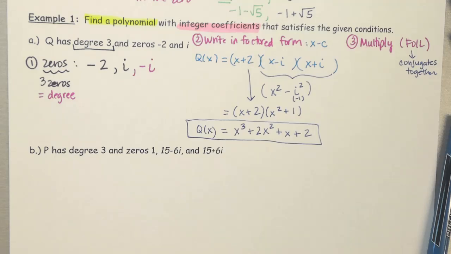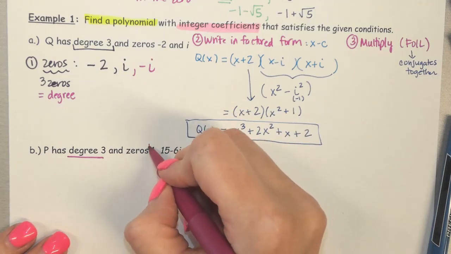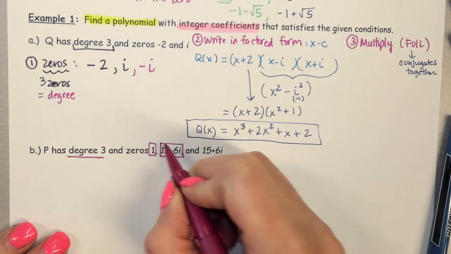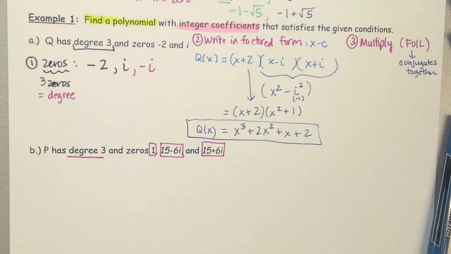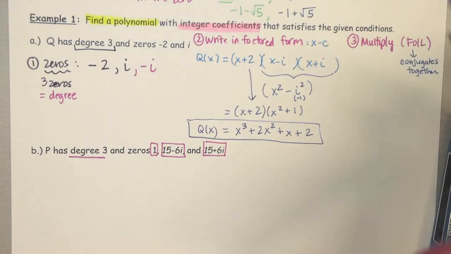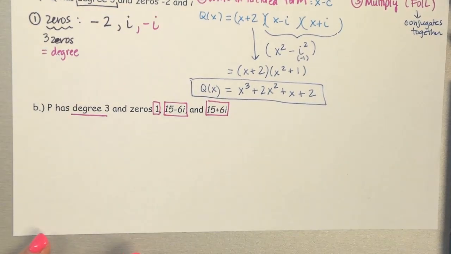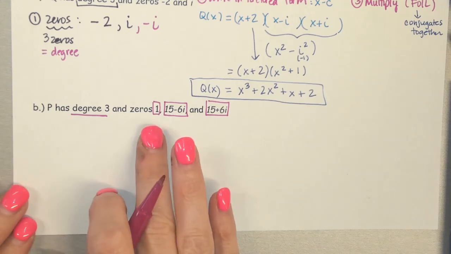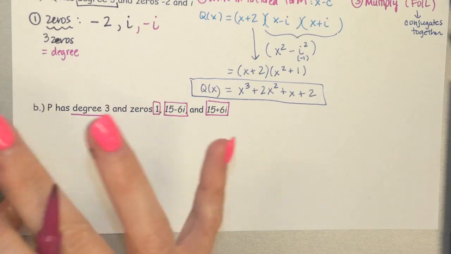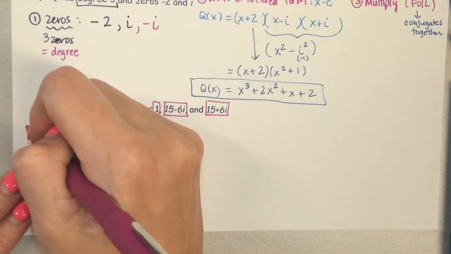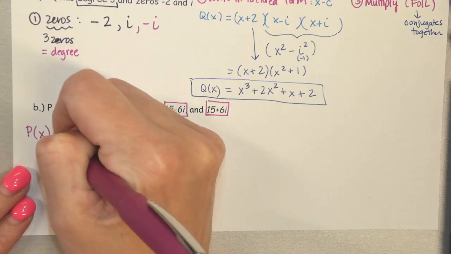All right, let's try part B. So part B has 3 zeros because the degree is 3. Okay, and then they give you 1, 15 minus 6i, and 15 plus 6i. If they give you 3 zeros, then you don't have to find any others. Okay, just be careful. As we continue on this, you're going to want to add more zeros, but with one like 1, you don't have to have -1. That doesn't have to happen. It's only if you have a root or if you have an i.